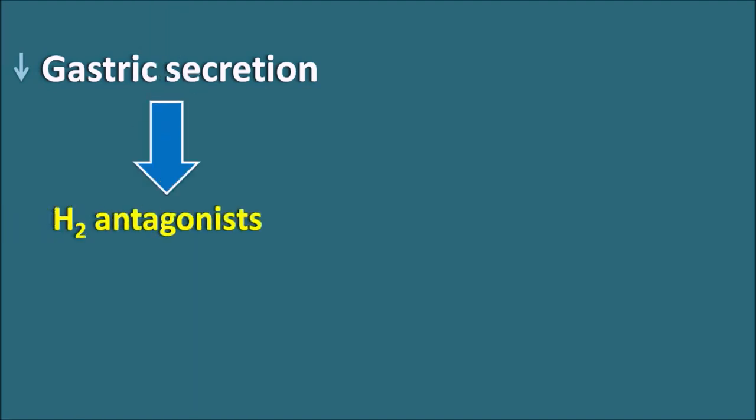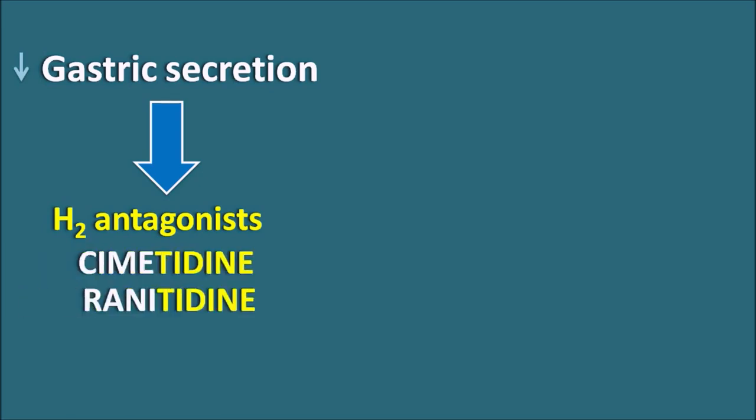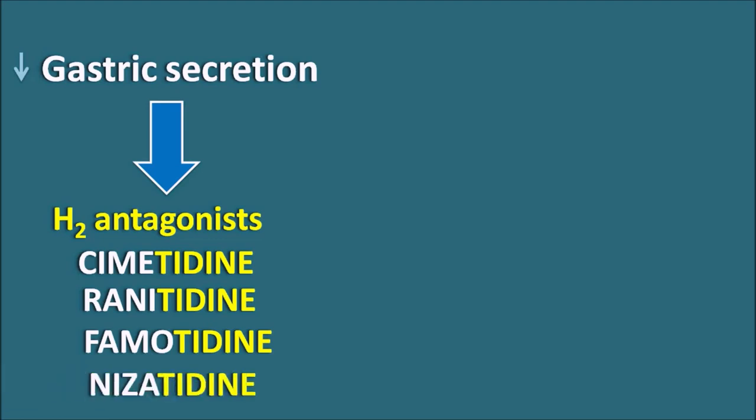Gastric acid secretion is mainly decreased by two types of drugs. The first one is the H2 antagonists. These H2 antagonists can be easily identified by their suffix tidine. So we have many drugs like cimetidine, ranitidine, famotidine, and nizatidine. In this way, the drugs having the suffix tidine are the H2 antagonists, and they can decrease the gastric acid secretion.